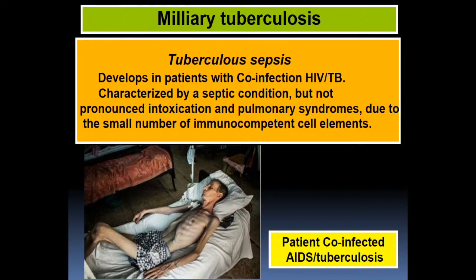Next variant of miliary tuberculosis, tuberculous sepsis. It can develop in patients with co-infection, more often HIV-TB co-infection, and is characterized by a septic condition, but not pronounced intoxication and pulmonary syndromes, due to the small number of immunocompetent cell elements. On this photo, you can see a patient co-infected with AIDS and tuberculosis. This is the last stage of HIV infection.